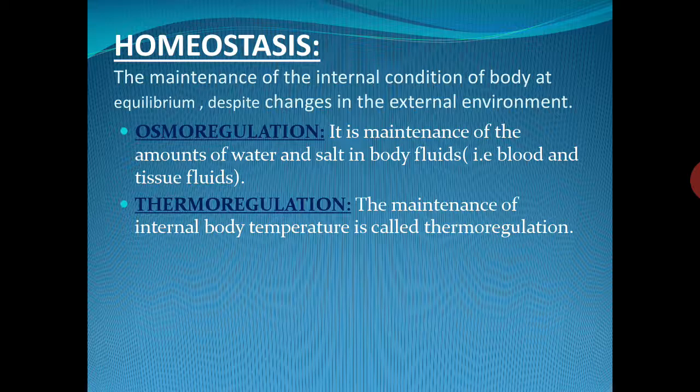Thermoregulation: we use this term for temperature. Our body temperature remains constant, which is 37 degrees centigrade, even if the surrounding temperature reaches 50 degrees centigrade. But internal body temperature will be 37 degrees centigrade because enzymes of the body work best at a particular temperature. So the maintenance of internal body temperature is called thermoregulation.